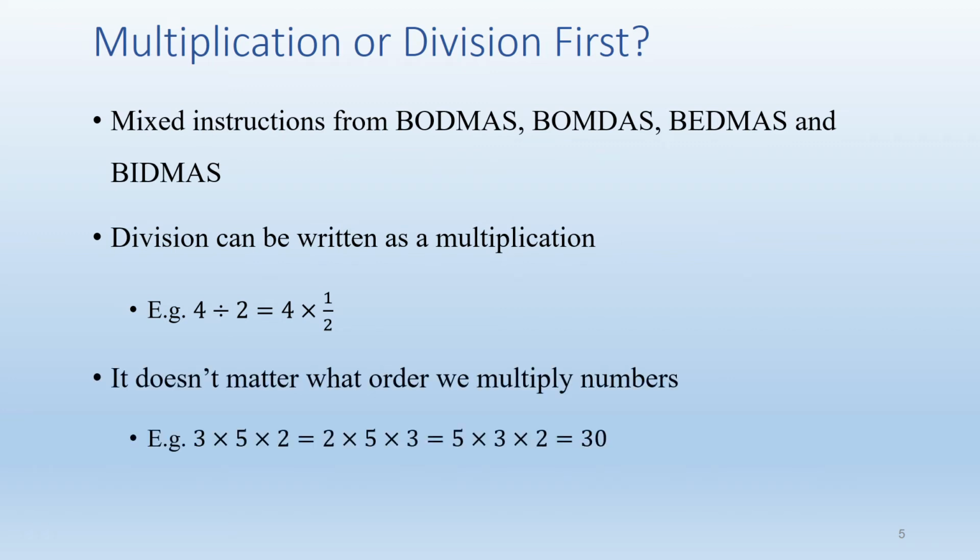Doesn't matter which order we multiply numbers in, we'll always get the same answer. So 3 times 5 times 2 is 30. If we change the order around, we'll still get 30 as we saw previously.